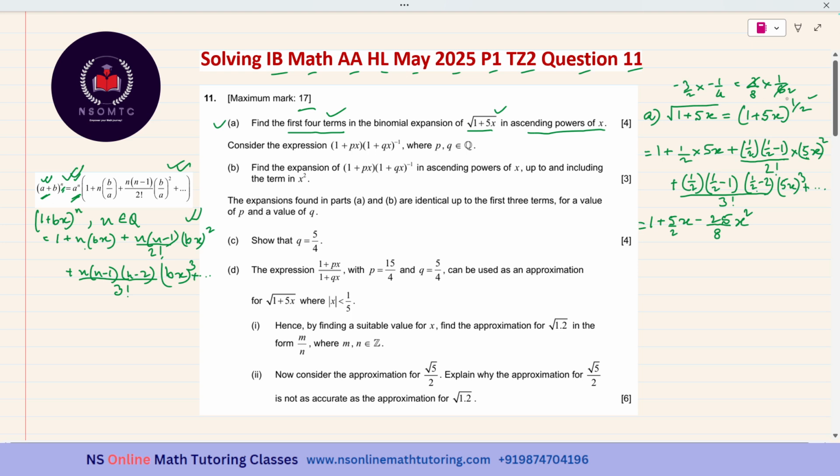That means we are having 16 in the denominator, plus 16 in the denominator. And what is the numerator? 5 cubed is 5 times 5 is 25, 25 times 5 is 125. So it is 125 x cubed and plus dot dot dot. Okay, so this is the answer.